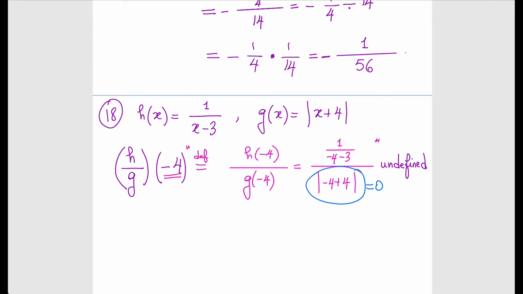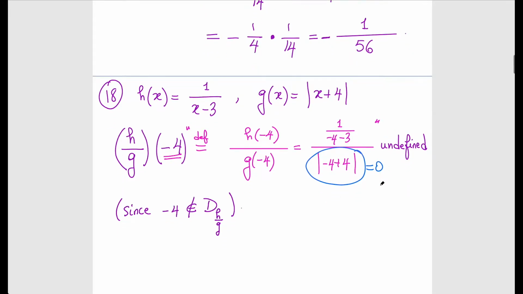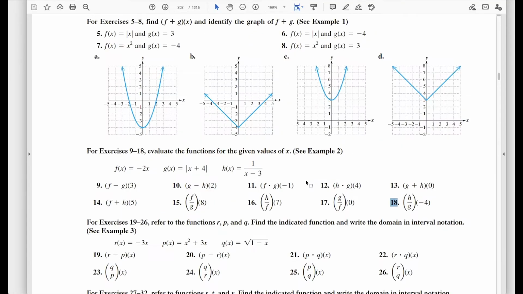Okay? So since negative 4 is not in the domain of, let's call it this way, D sub h over g, oh sorry, not f, it's h over g in this case. So negative 4 is not in the domain of this quotient function, D sub h over g. Okay, because negative 4 jammed the function h over g. All right.